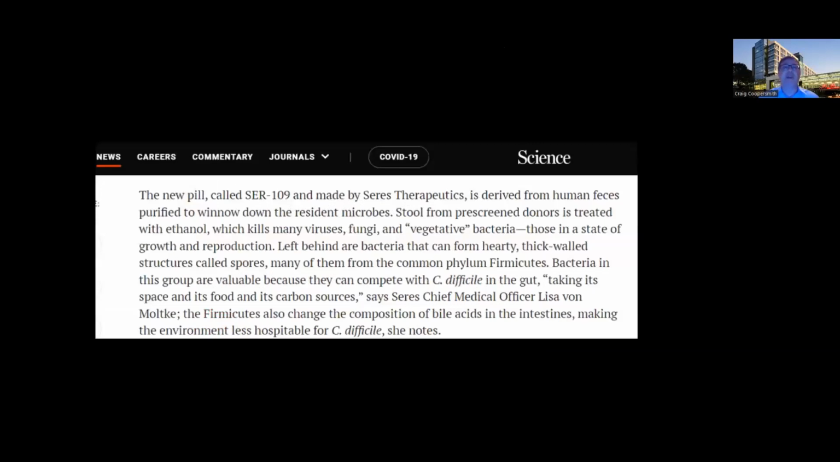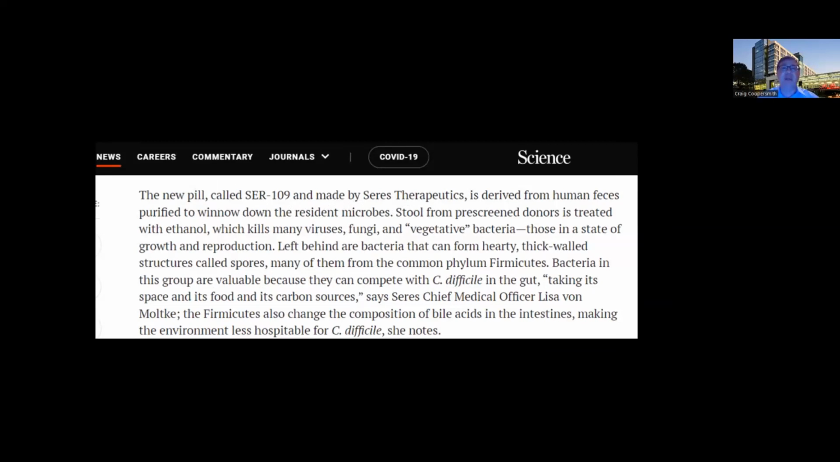And I actually find the best description of this not in the paper, but in an editorial that came out in Science. The new pill is derived from human feces, purified to winnow down the resident microbes. Stool from pre-screened donors is treated with ethanol, which kills many viruses, fungi, and vegetative bacteria, those in a state of growth and reproduction.